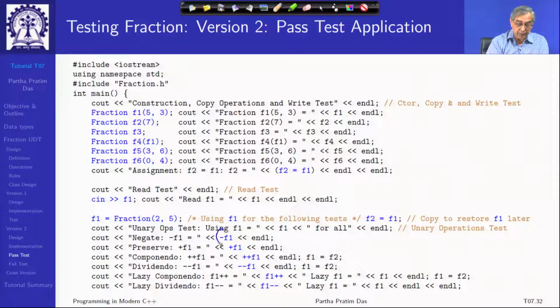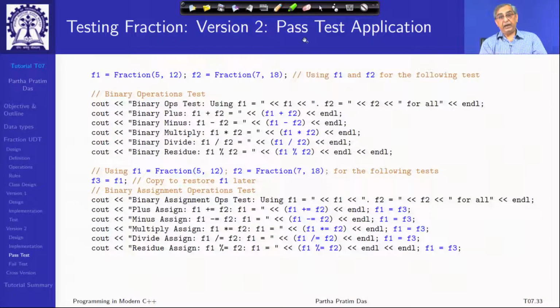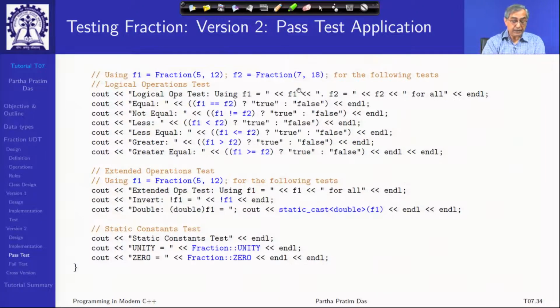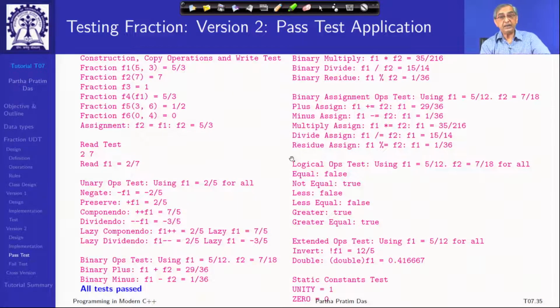For example, earlier you were writing f1 dot negate, now you write minus f1, you were writing f1 dot component, now you are just writing plus plus f1 and so on. So, things become more algebraic in nature, and you can have a complete test application based on that through which you test, and this is the total application I have given here, and as you test you will be able to get this output. Try this out and you will see that very clearly.